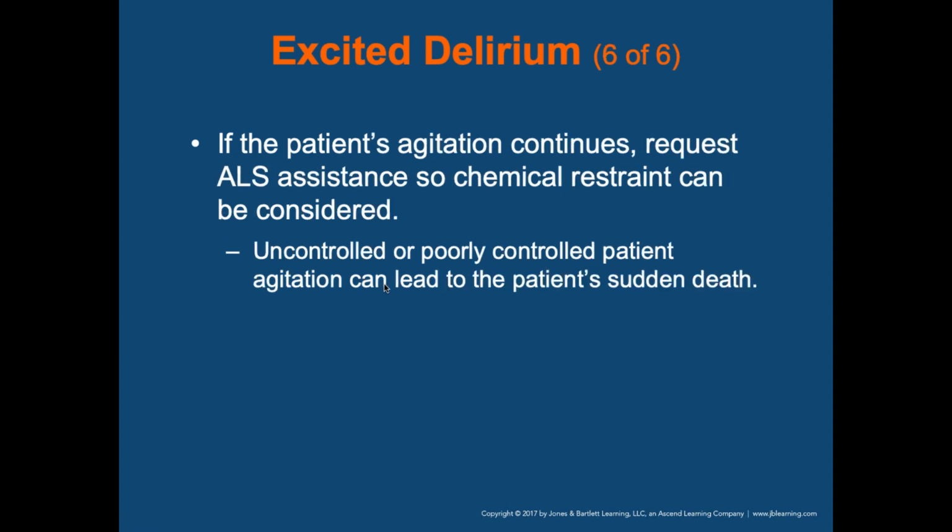If the patient's agitation continues, you want to request ALS assistance, so chemical restraint can be considered. Uncontrolled or poorly controlled patient agitation can lead to the patient's sudden death. So with patients with excited delirium, sometimes sedating them to the point where they're unconscious is actually what needs to happen to help keep them alive. Okay, so ALS assistance with chemical restraint should be considered. One of the biggest things we use for that would be ketamine. Works really well for this.